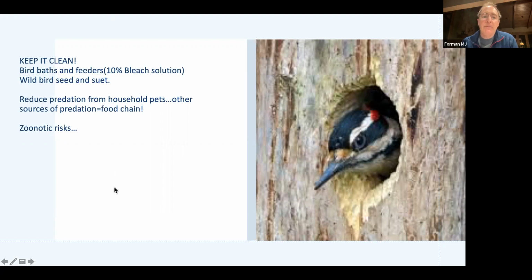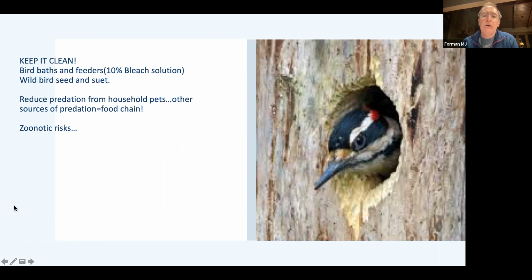So the common themes here have been cleanliness, but also the fact that a number of diseases that we can see in our pet bird population are also transmissible to people. So you want to make sure to wash your hands really, really well.